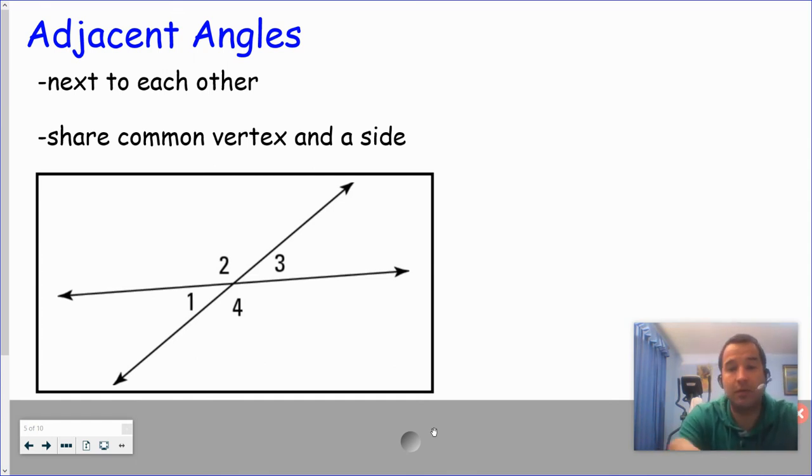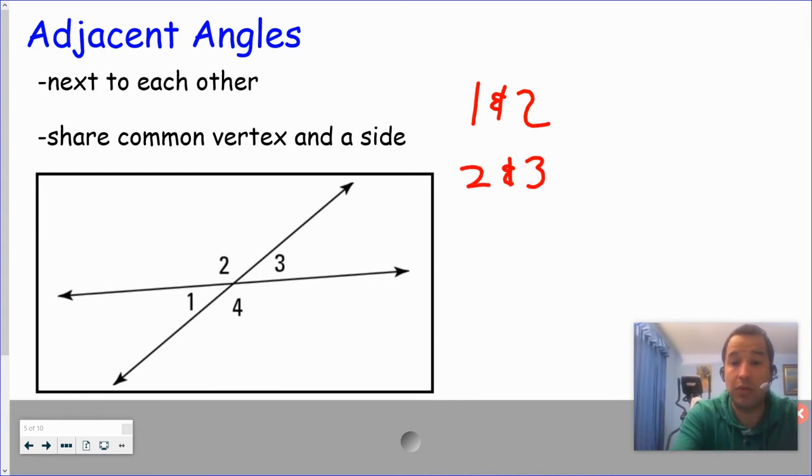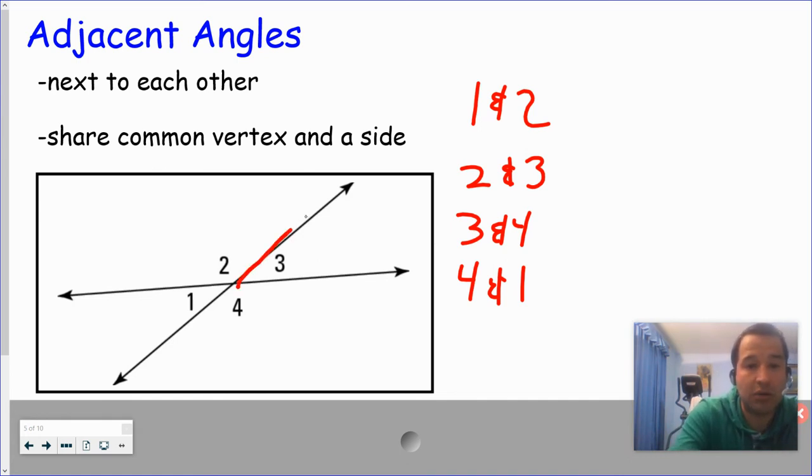So let's look at some angles that are adjacent. 1 and 2. But also 2 and 3, and 3 and 4. And then 4 and 1. All of those are adjacent because like 2 and 3, they share this side right here and this vertex, okay? They have to be side by side. They have to be sharing a side, okay? Now, there's nothing particular as far as them being congruent or anything like that. Just kind of have to know when they mean adjacent, they just mean side by side.